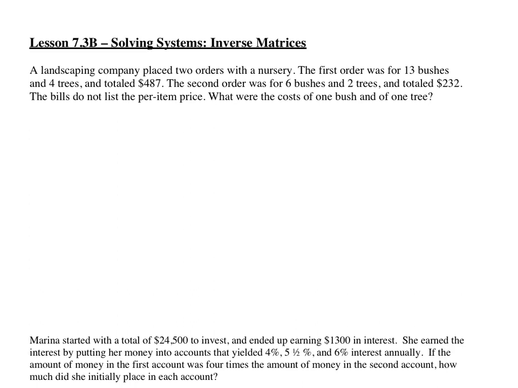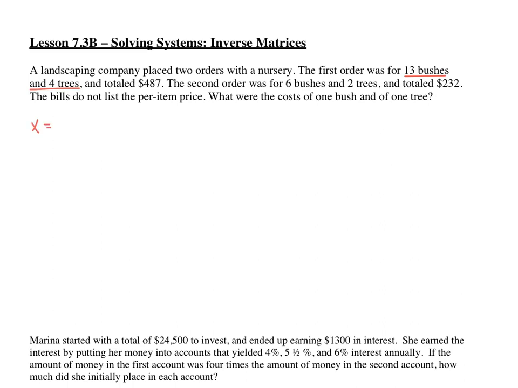A landscaping company placed two orders in the nursery. The first order was for 13 bushes and 4 trees. All right, that right away identifies our variables for us: we're talking about bushes and trees, two variables in this question, with a total of 487. The second order is for 6 bushes and 2 trees, a total of 232. The bills do not list the per item price, so we don't know how much one bush or tree costs, which is the question. So what I need you to do first is identify what your variables are.